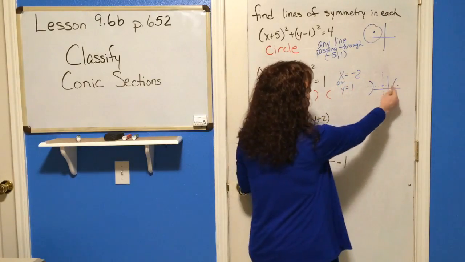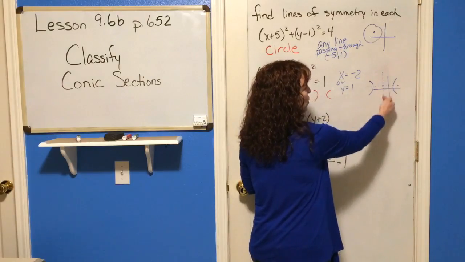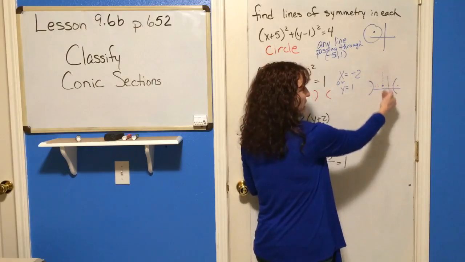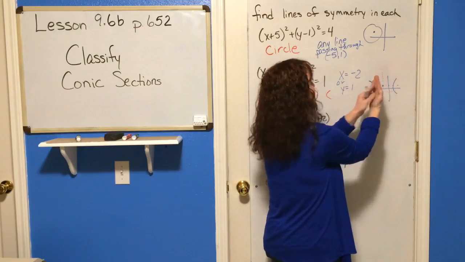So here you see, if your x is -2, your y is anything. So that's this vertical line. X is -2 is one line of symmetry. That will fold these two up onto themselves.